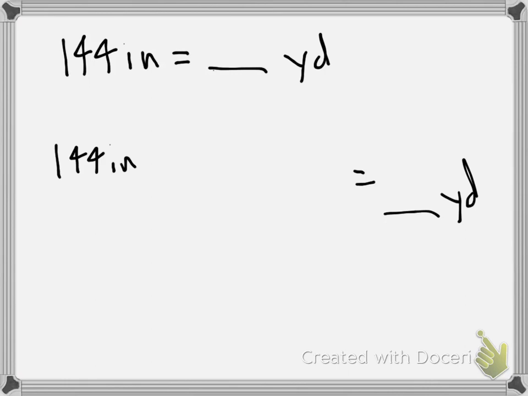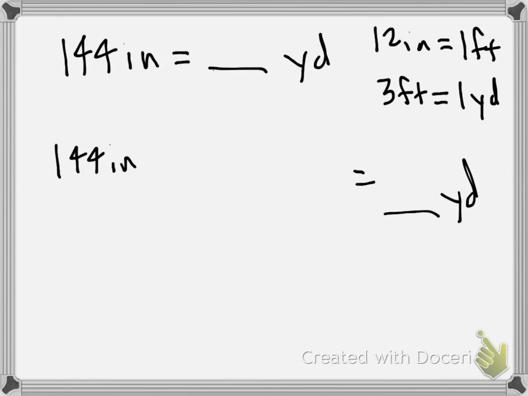But for this problem, I'm going to use a couple of different conversion factors. I'm going to use the 12 inches equals 1 foot like I did on the previous one, but that doesn't do what I want. I don't want to go inches to feet. I want to go inches to yards. So I'm going to need another conversion factor as well. And I know that there are 3 feet in 1 yard. So these two conversion factors in combination are going to get me from the inches that I started with to the yards that I want.